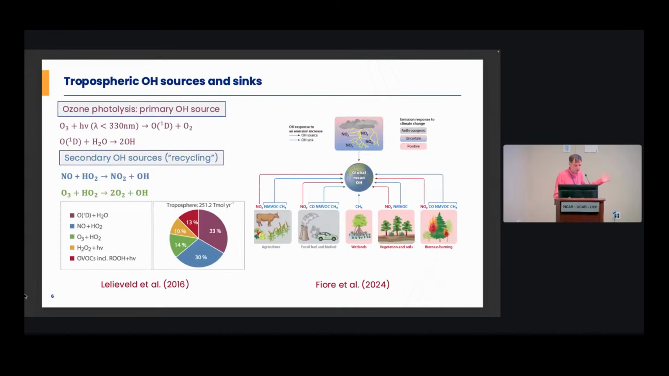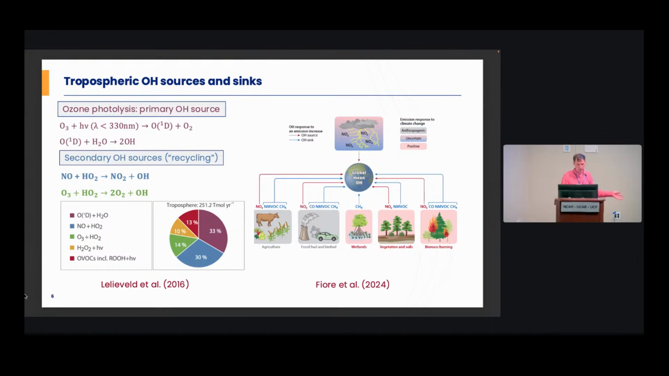So OH is a very complex chemistry. It has a primary source from OH photolysis in the troposphere. And it's recycled through many reactions, as shown here, in that important paper by Lelieveld in 2016. And then there was a review by Arlene Fiore and others looking at what is important for global mean OH.